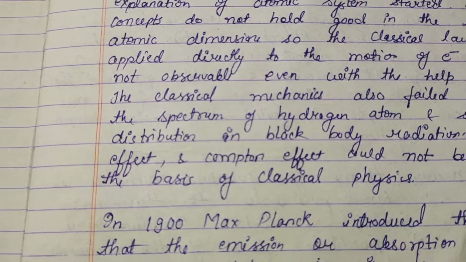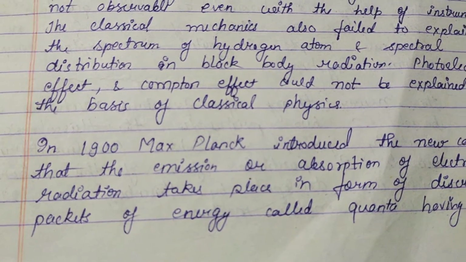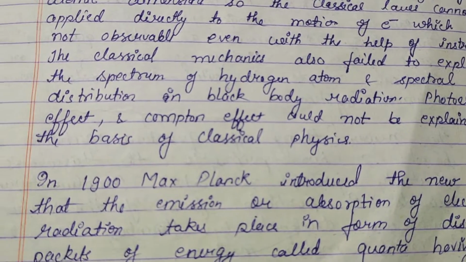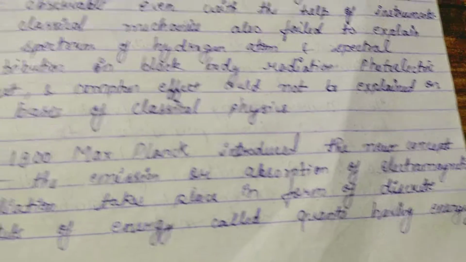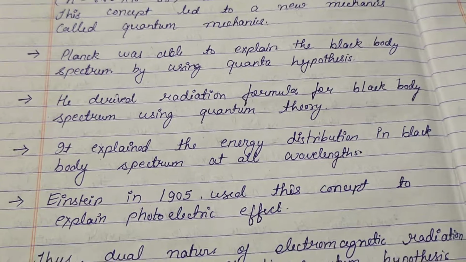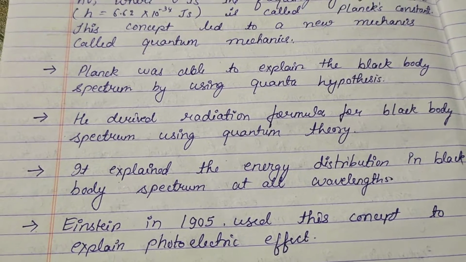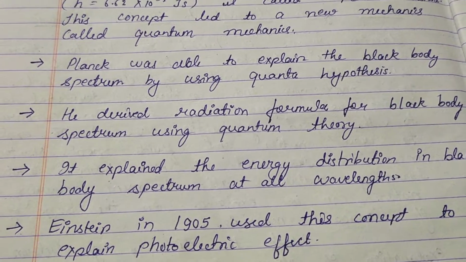So, in 1900, Max Planck introduced the new concept that the emission or absorption of electromagnetic radiation takes place in the form of discrete packets of energy that we call quanta. So, after the failure of classical physics, we came to a new concept, quantum mechanics.